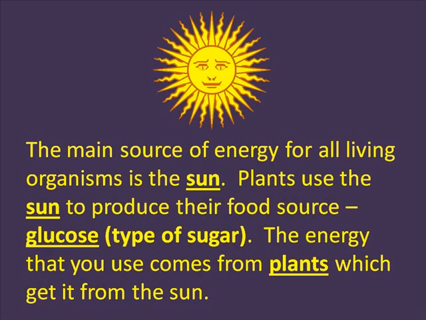Like earlier in the notes, the main source of energy for all living organisms is the sun. Plants are going to get the sun's energy directly by absorbing it right into their leaves, and they're going to produce a food source. It's called glucose, and that's a type of sugar, and that's the carbohydrate that it will then break down for energy. The energy that we use as humans, or just I should say as animals, comes from the plants that we eat, and we're getting that energy which is trapped in those sugars, and that energy had originally come from the sun.